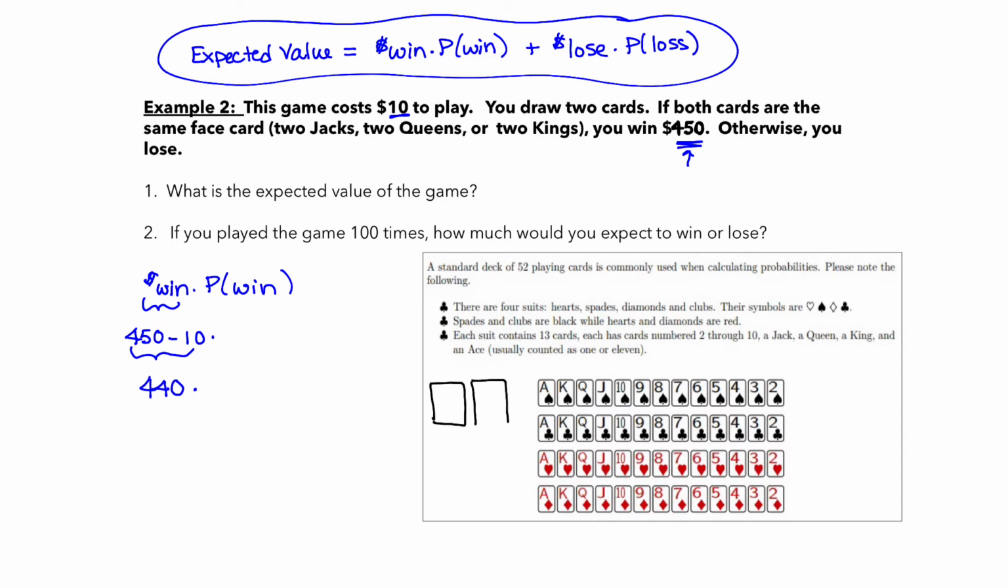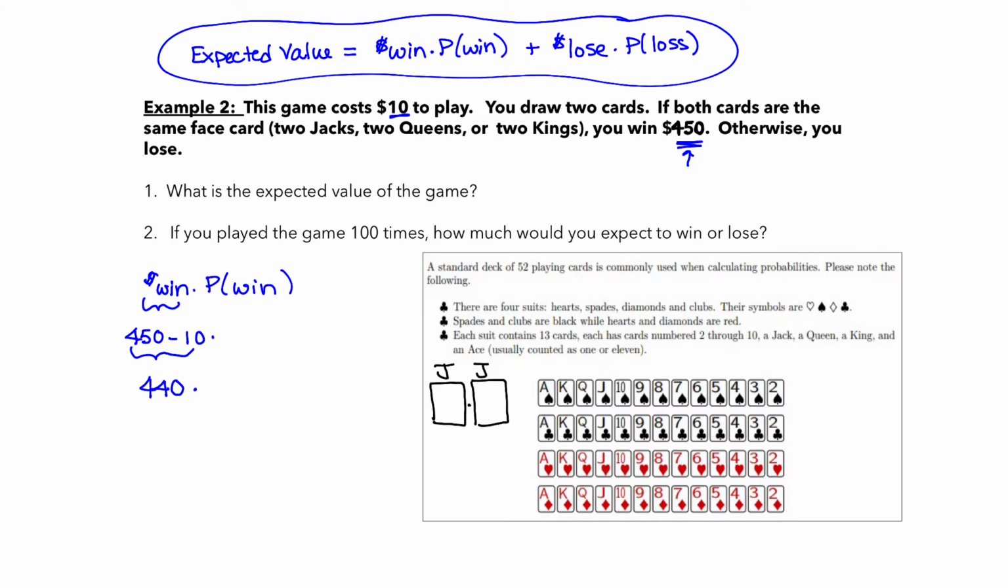Now, there's a couple things that are understood. When I pick these two cards, I'm not going to replace. So I draw one card and then I draw a second card without replacement. Let's consider what is the probability that both of our cards are jacks.